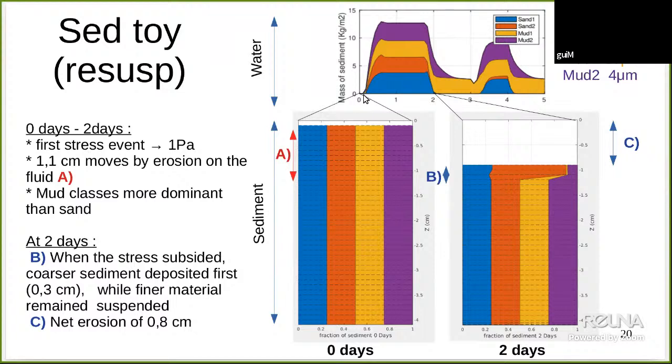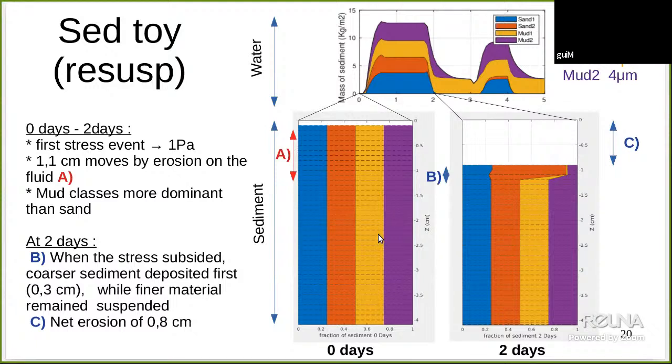So what happened for this case? At the beginning, at 0, we have the bed sediment layer below. We have an equal fraction of each sediment in all the sediment. So here you have 0 to -4 centimeters. Okay, so what happened when we apply the first stress event?